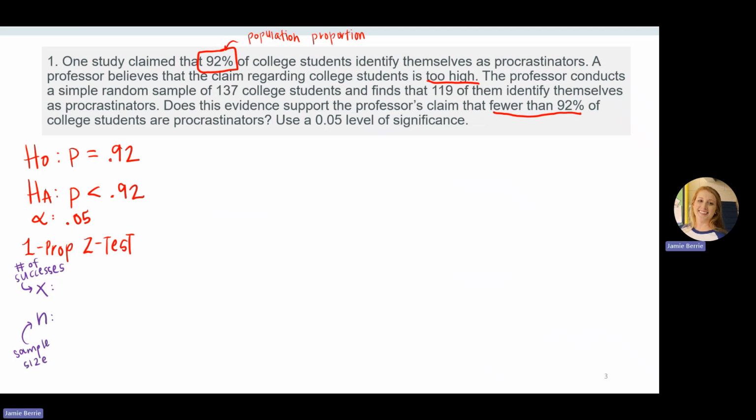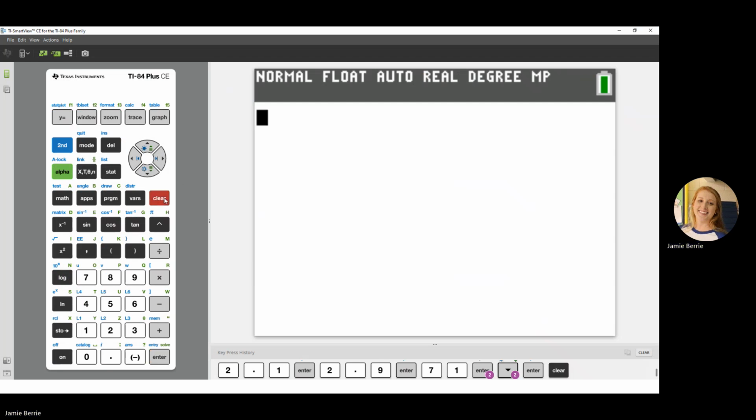All right, so N is our sample size. That is 137. The professor surveyed 137 students. The number of successes in this case would be people that self-identify as procrastinators, since that's what we're looking at. And they said that 119 of those surveyed self-identified as procrastinators. All right, so I think that's everything we'll need. Let's go jump to our calculator.